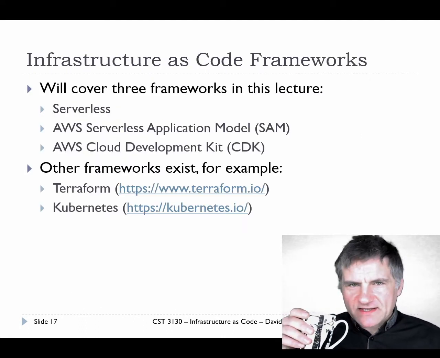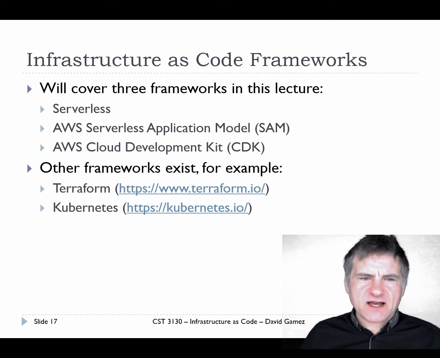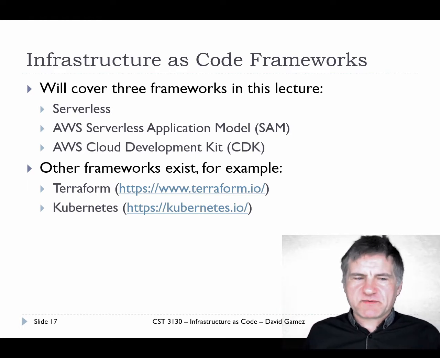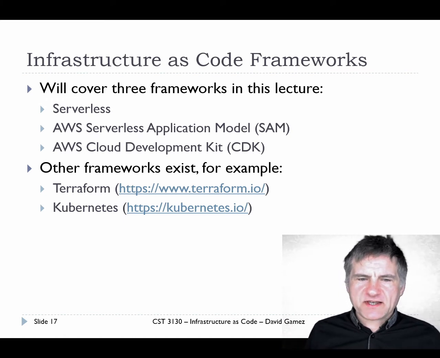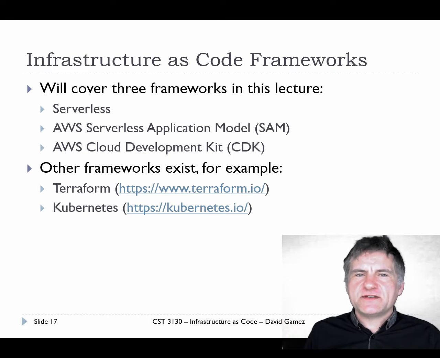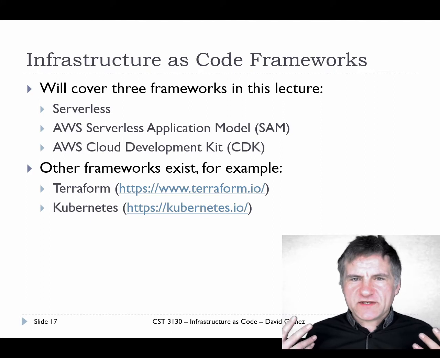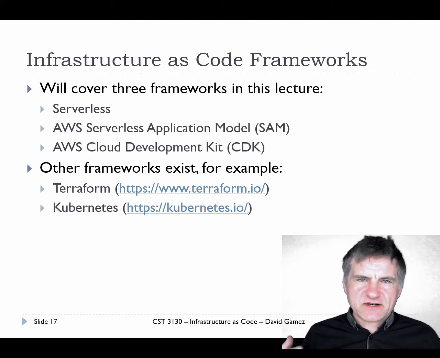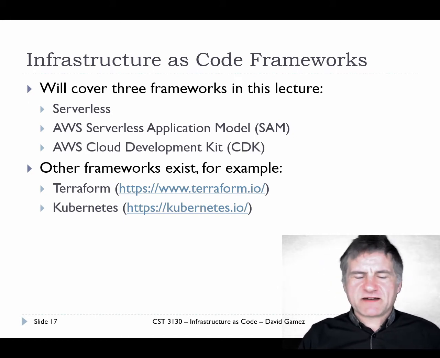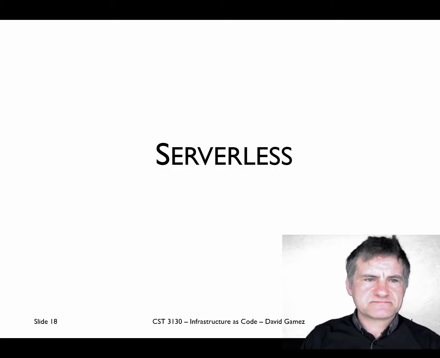So these are some of the frameworks that exist for building your infrastructure using code. I'm going to cover three in this lecture. I'm going to cover Serverless, which is a third-party framework that supports multiple cloud providers. Then we've got the AWS Serverless Application Model, which is quite similar to Serverless, but is specifically built by AWS for using AWS. And then we've got the AWS Cloud Development Kit, which instead of using a YAML template uses JavaScript to write code that configures the infrastructure. There are other ones out there which I haven't looked at in any detail, like Terraform and Kubernetes, and no doubt various other ones as well.